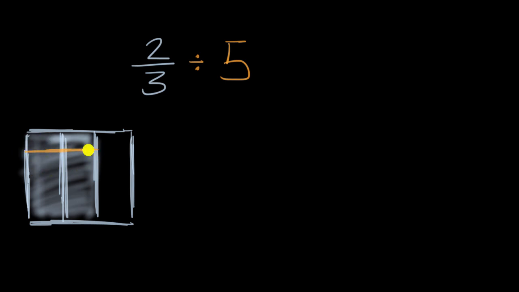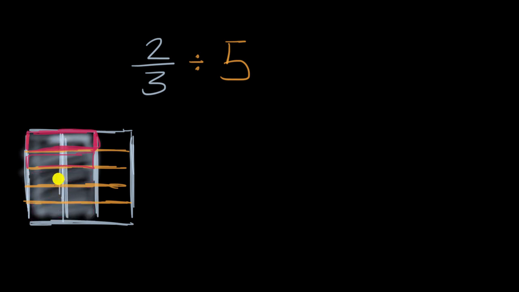So 1, 2, 3, and then 4 and 5 equal sections. So what is one of those 5 equal sections of my original 2/3? Well, this right over here is one of those 5 equal sections of my original 2/3. Notice I could draw another one here, another one here, another one there, and another one there. And I would have 5 equal sections that make up those 2/3.